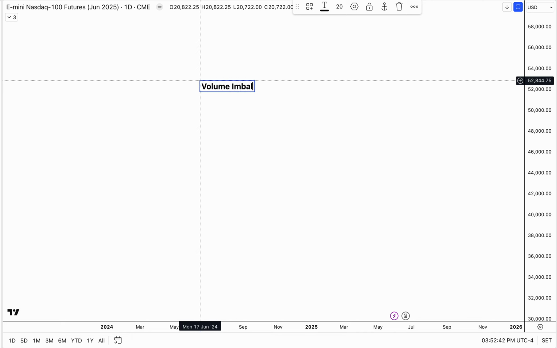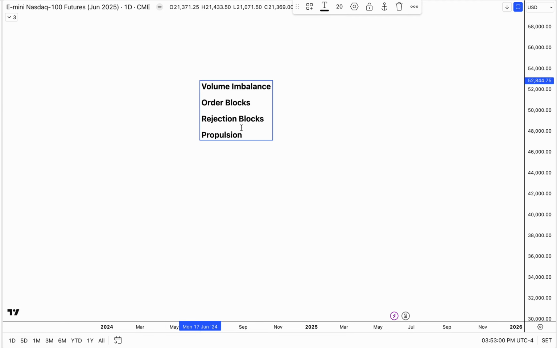So volume imbalance, order blocks, rejection blocks, propulsion blocks. These two are new. I mean, not new. They're going to be new for what I'm going to be sharing with you guys. You guys might already know what these are, but may not. Breakers, we all know that. Mitigation blocks, we all know those.